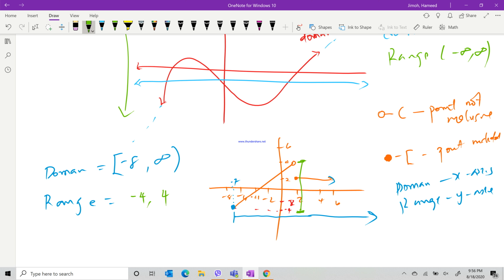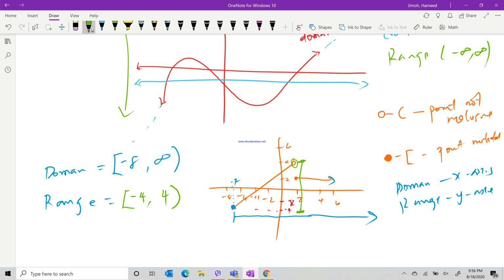Now we need to know, do we have a parenthesis or a square bracket in each of these intervals? If you look at -4, the graph shows that this point is shaded, so you're going to have a square bracket on this side. And if you go up here, we can see that this point is an open circle, so this point is not inclusive, which means we're going to have a parenthesis on this side. So this is how you find the domain and the range of a graph.